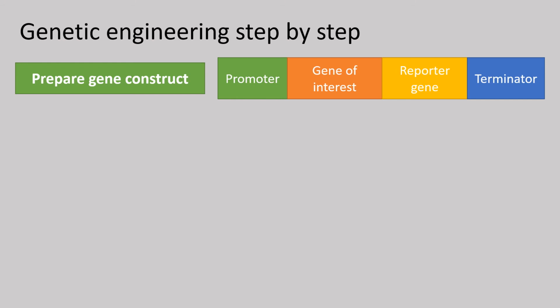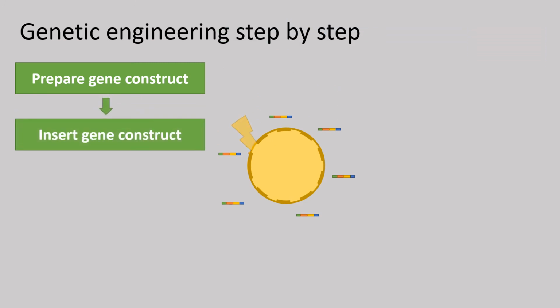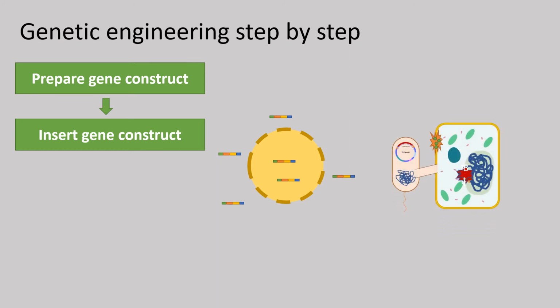Once the gene construct is ready, it needs to be inserted in the cell of the crop that we wish to transform. This can be done using several methods, such as mechanical insertion or transformation with agrobacterium.